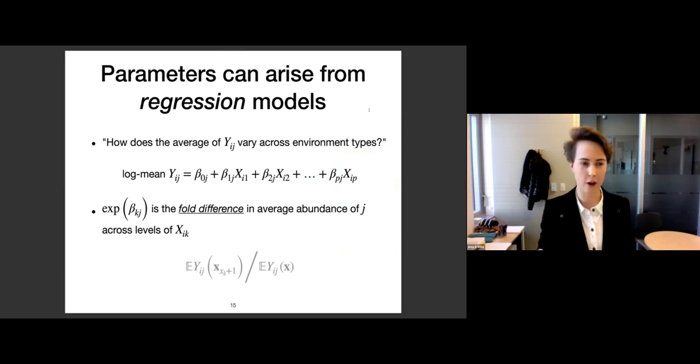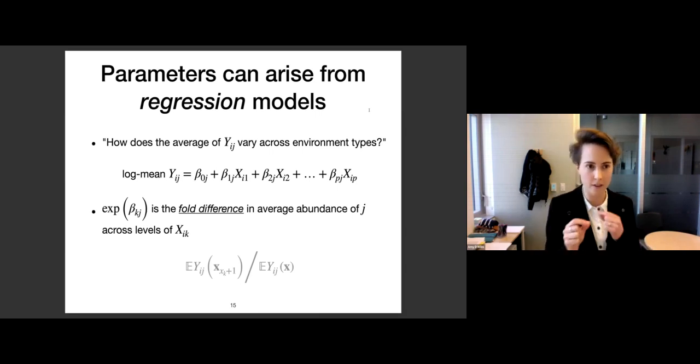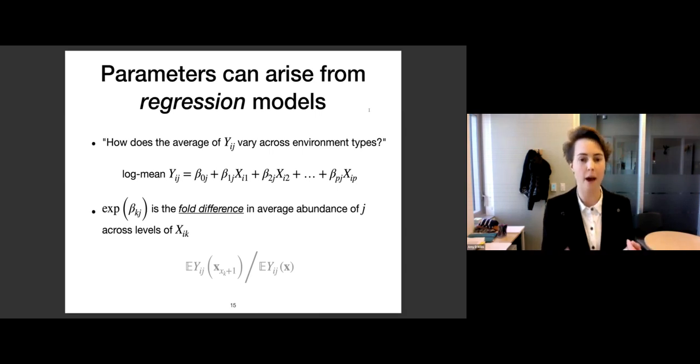Another source of parameters that are very useful and often used in microbiome studies are parameters that arise through regression models. I've talked about environment-specific or category or biological unit-specific parameters on the previous slide, but now let's think about how we might incorporate that information about environment types, where our samples came from, into a parameter. This allows us to make contrasts or comparisons between different microbial environments.